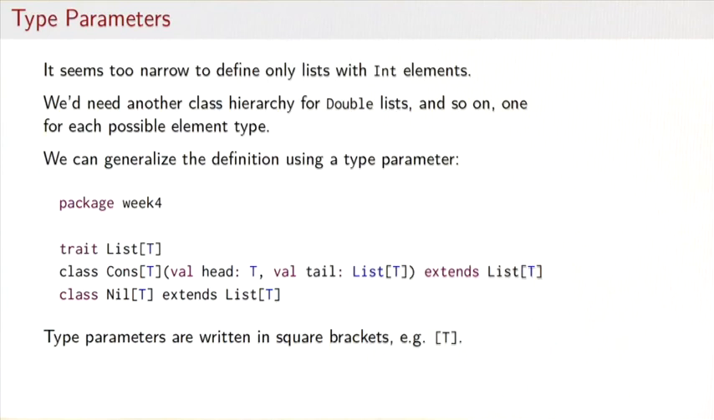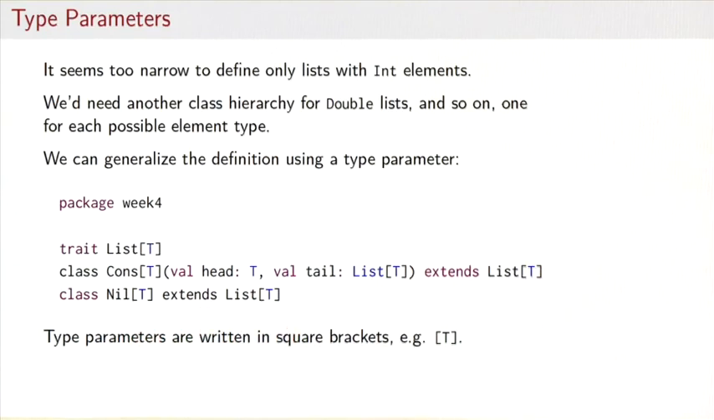And that base trait list of T would have two subclasses, Cons and Nil. Both of them are again parameterized. Also we call their type parameters T. And in the case of Cons, we would now have a head element that is of type T, no longer Int, but the parameter T, and a tail element that is of type List of T. And Cons of T itself extends List of T. The Nil class is analogous, so Nil of T would simply extend List of T.